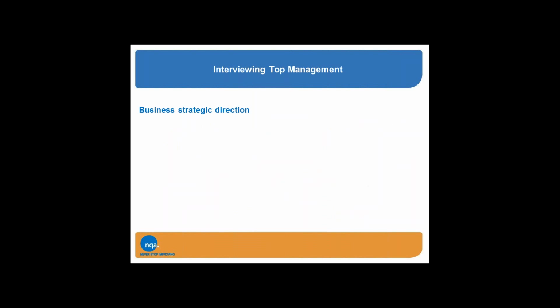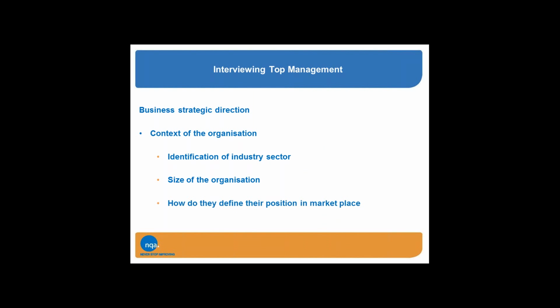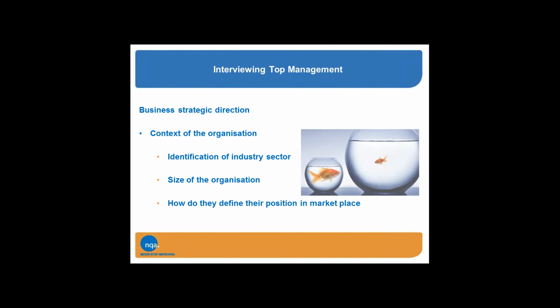It's important for the organisation to know what the strategic direction of the business is and what the context of the organisation is. The organisation should know the industry sector they fall within and if there are any routes into other sectors. What is the size of the organisation, which may be in terms of revenue or people, and where it is in terms of position in its relevant marketplace. In effect, are they a big fish in a small pond or a little fish in a big pond?